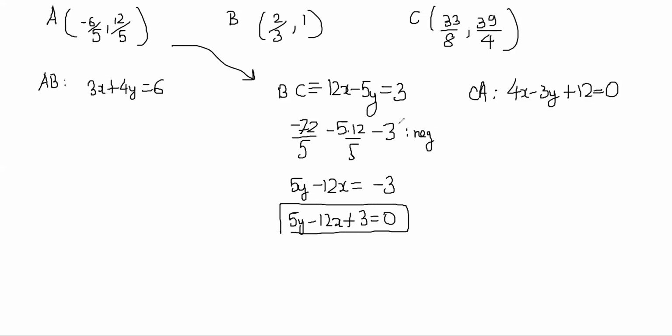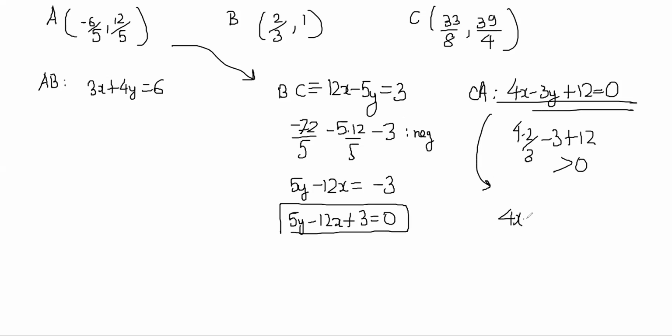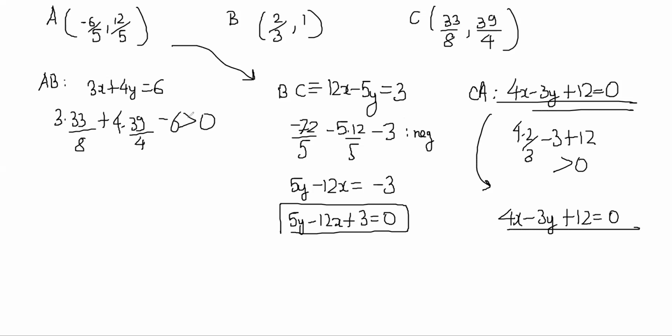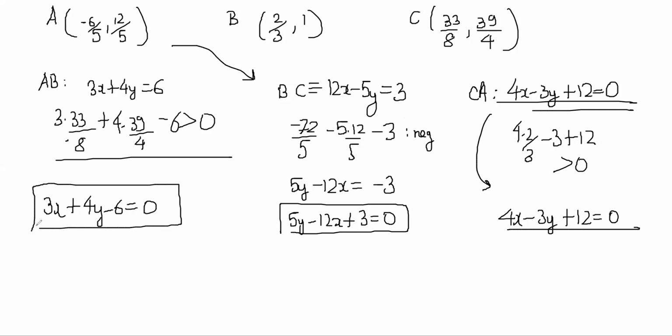And let's do B on CA. B point on CA, we'll get 4 into 2/3 minus 3 plus 12. It is positive, so this line is unchanged: 4x minus 3y plus 12 is equal to 0, right? And let's do C on this one: 3 into 33/8 plus 4 into 39/4. This is clearly positive, so unchanged. So this equation is also 3x plus 4y minus 6 is equal to 0, right? So now angle bisectors will always be with the plus sign.